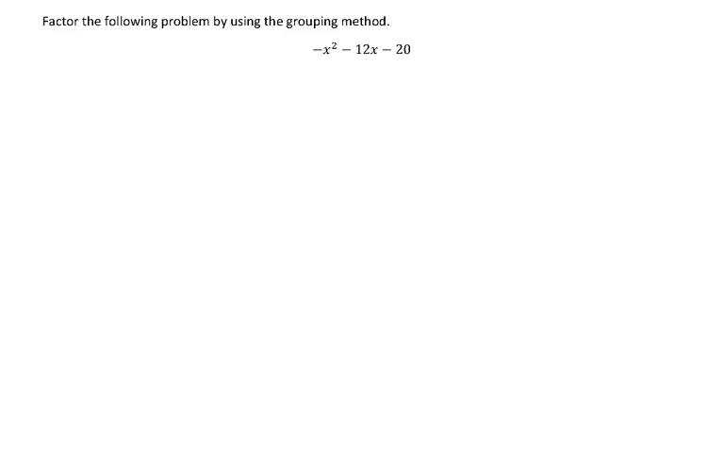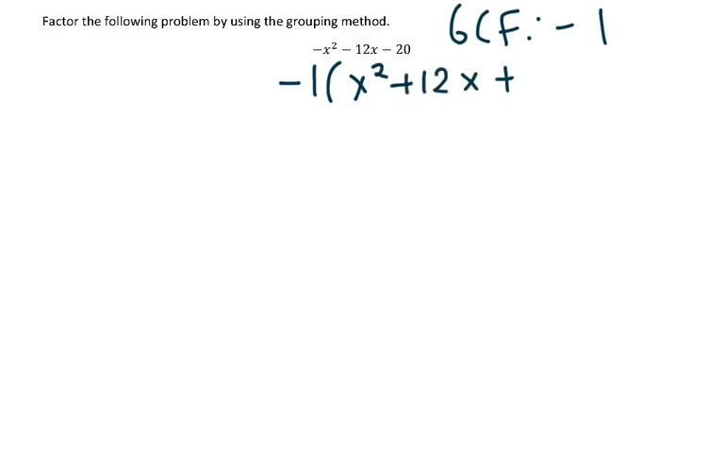Factor the following problem by using the grouping method. So remember, when you're thinking to factor, the first thing you should look for is a greatest common factor. And so when I look at these three terms and I say, what's the greatest common factor, I notice that it's -1. So before I begin, I'm going to factor out a -1. So that's going to make this x squared plus 12x plus 20.